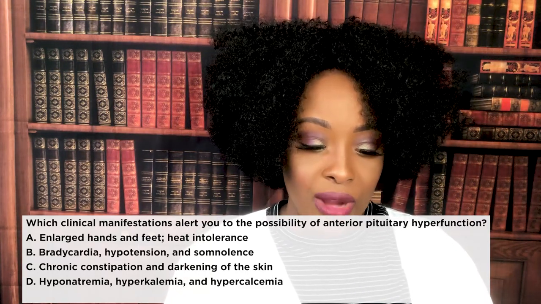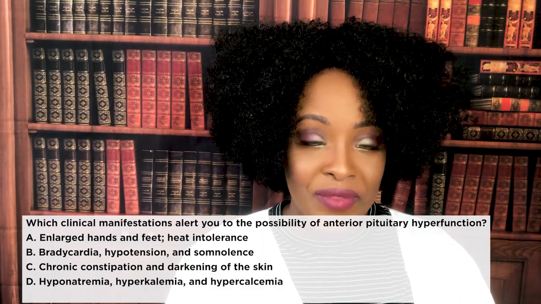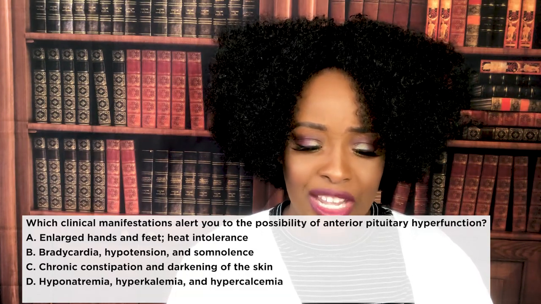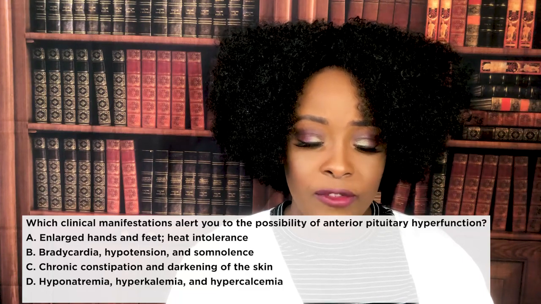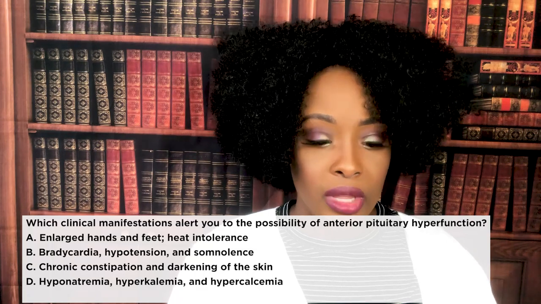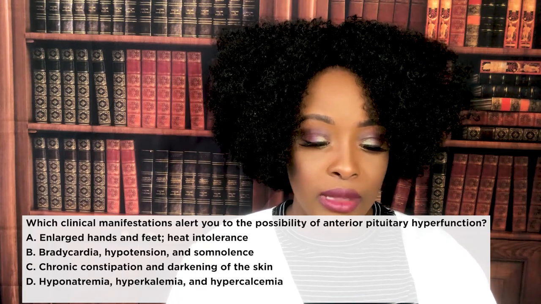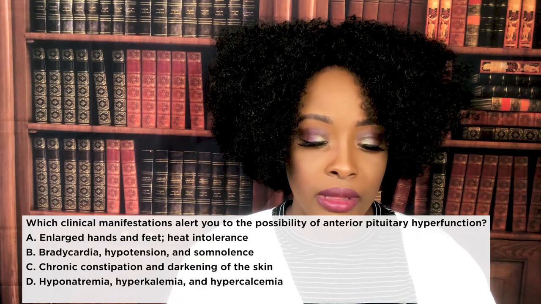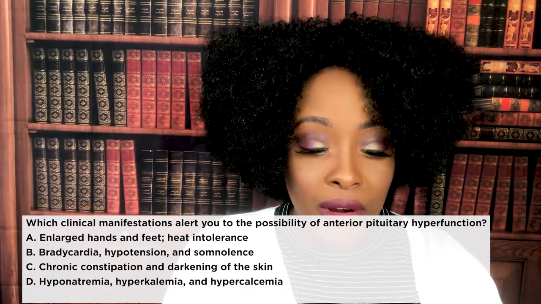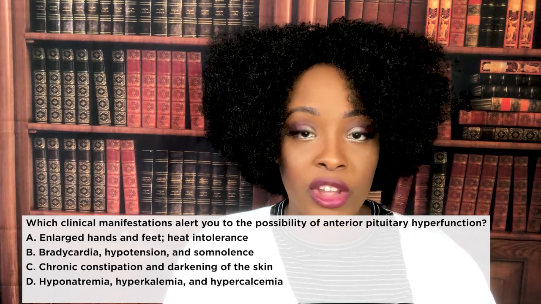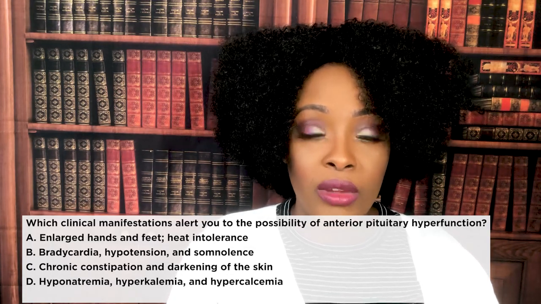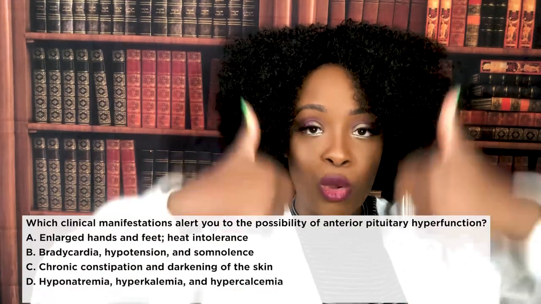All right, guys, and the correct answer is A. And I kind of gave you a hint with the last question, so I'm hoping you guys had answered that anyway. Enlarged hands and feet, heat intolerance. How do we know this? Let's go back to the question. It says, which clinical manifestations alert you to possibility of, and this is your key, guys, anterior pituitary hyperfunction. That means everything in the anterior pituitary is going into overdrive.